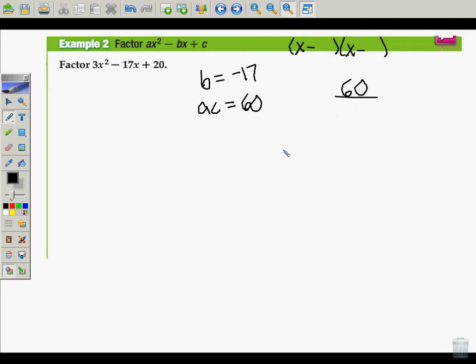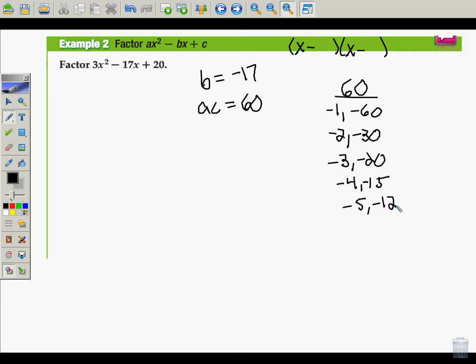And obviously we should only be looking at sets of two negative numbers, because we're not going to have two positive numbers that add up to negative 17. So we'd have negative 1 and negative 60. That doesn't add up to negative 17. Negative 2, negative 30, negative 3, negative 20. Negative 4, sorry, negative 15. Negative 5, negative 12, okay?